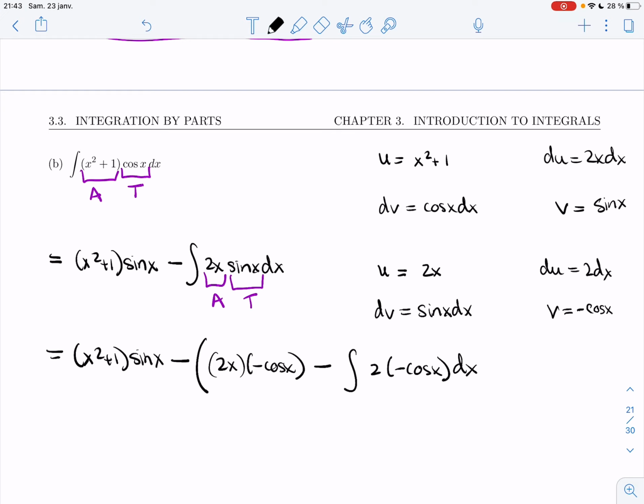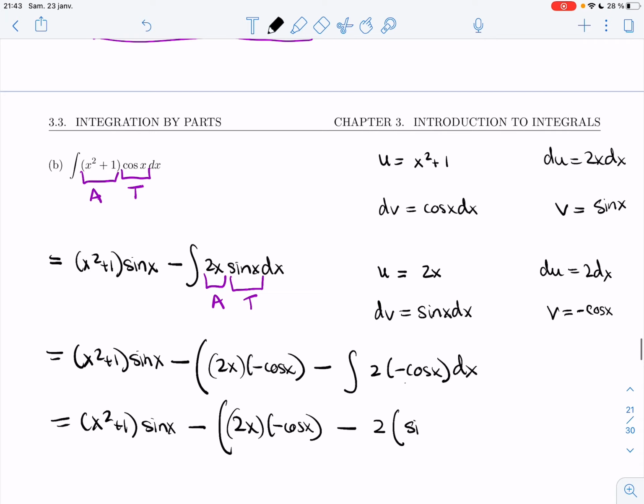All right, so the degree has gone from 2 to 1 to 0. Now it's just a constant. I can pull it out front, and I will get a basic integral. 2, and then the integral of cosine is sine, so I get minus sine.